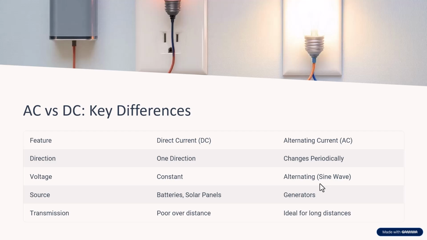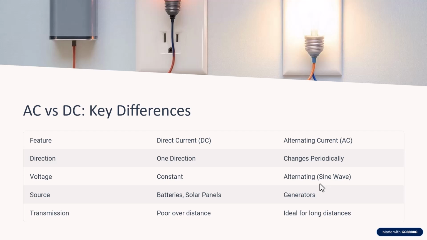But for alternating current, we have the voltages changing. So if it has an amplitude of 5 volts, the voltage will be alternating between positive 5 volts and negative 5 volts, positive 5, negative 5, positive 5, negative 5.